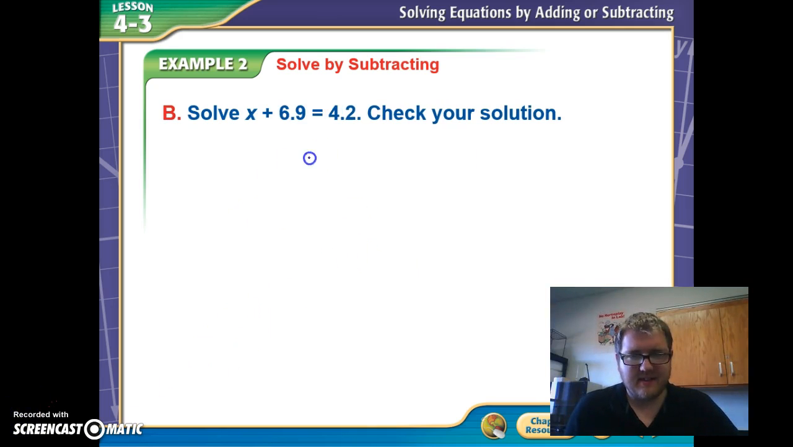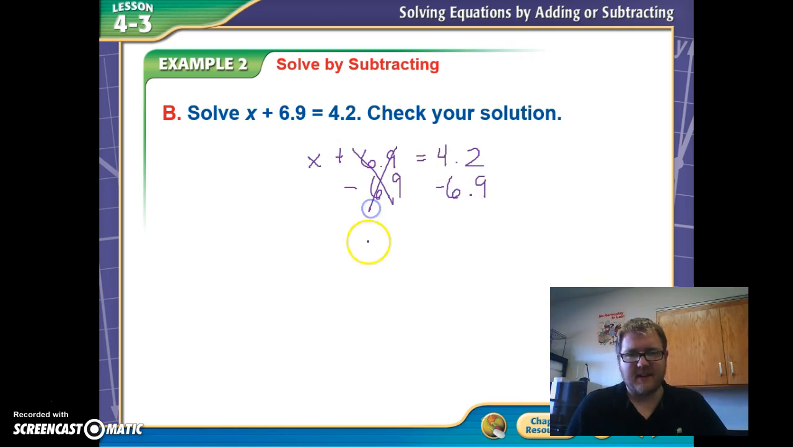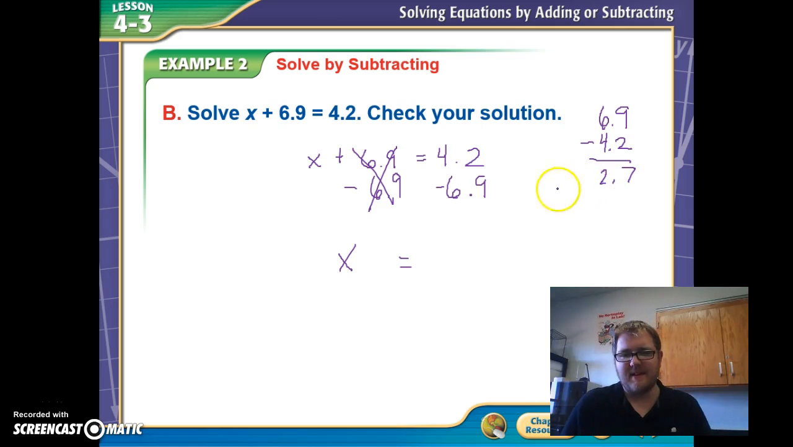Now let's look at this example. We have x plus 6.9 equals 4.2. I'm going to go ahead and subtract 6.9 from each side. It's going to cancel my 6.9s on this side, so I only have x. But on this side, let's go ahead and take 6.9 minus 4.2. We get 7 and 2, so 2.7. The bigger one is negative, so I'm going to keep it negative and make it 2.7. So x would be negative 2.7.